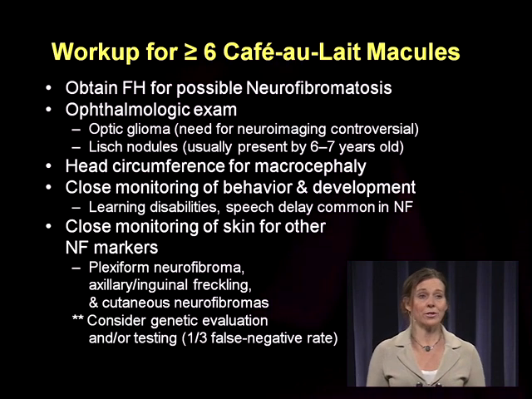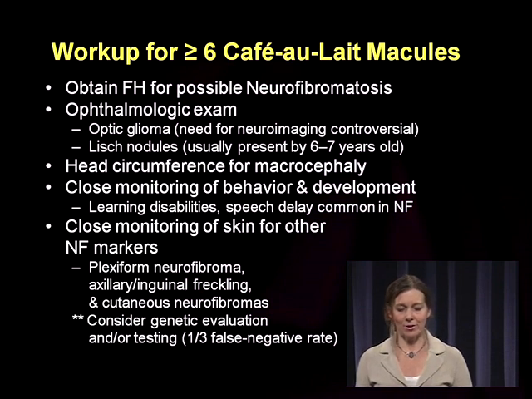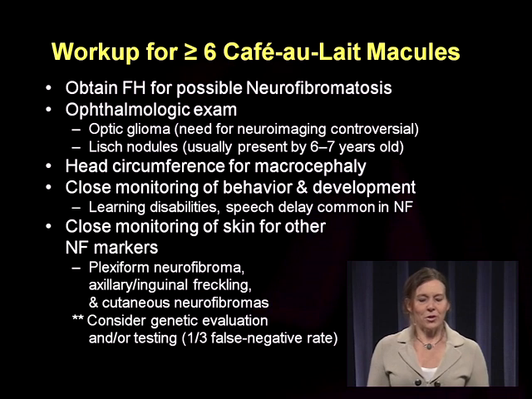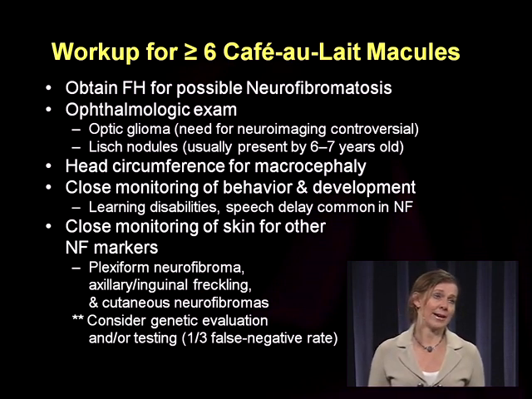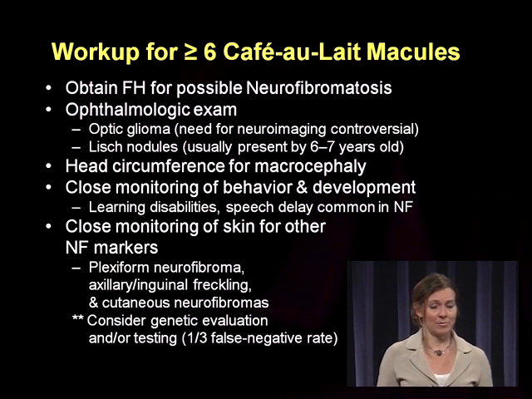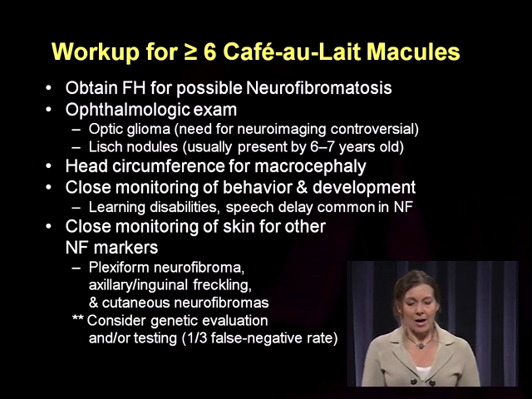So this child clearly had more than six café au lait macules, and you're worried about neurofibromatosis type 1. So you want to get a good family history. You may not even just ask about NF, but you want to see if anybody has tan spots. Did anybody have any problems with tumors, bumps on their skin? They may not know the term neurofibromatosis because they may never have been diagnosed and just know what the skin lesions were.